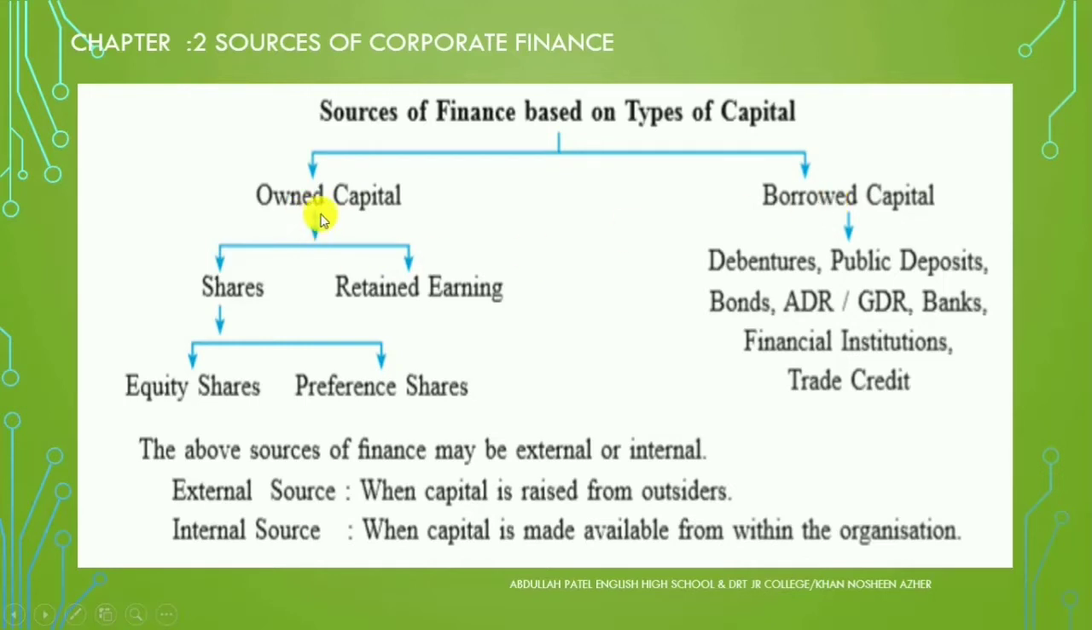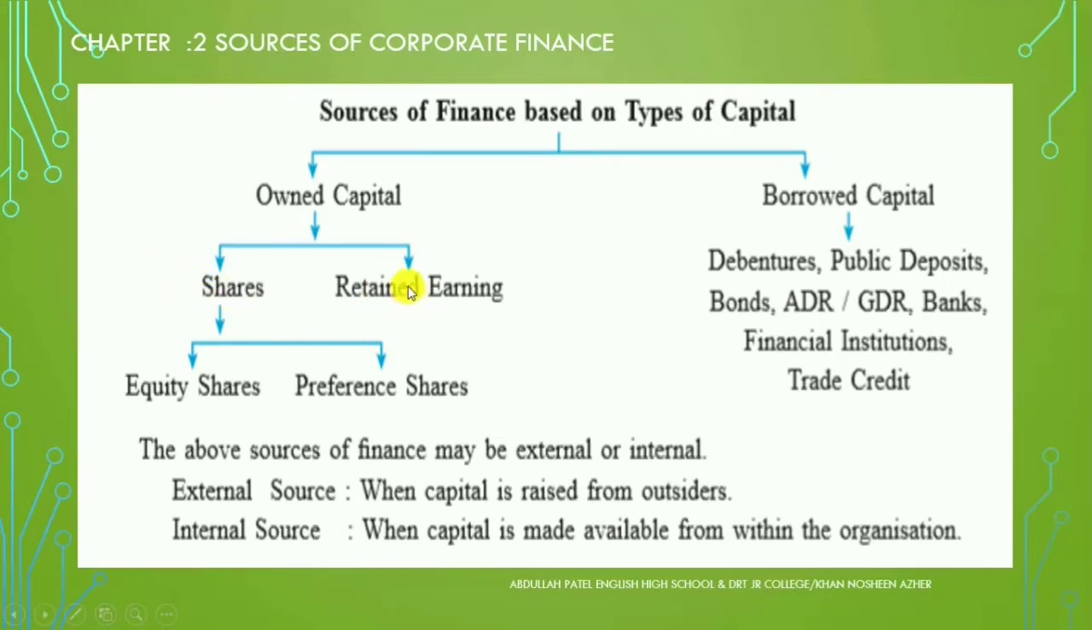Owned capital, what does it include? It includes shares and retained earnings. What do you mean by a share? Share means the smallest unit of capital. The company's capital is divided into shares, and all these smallest units are called share capital.